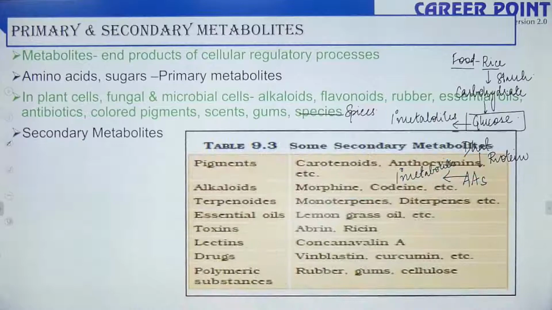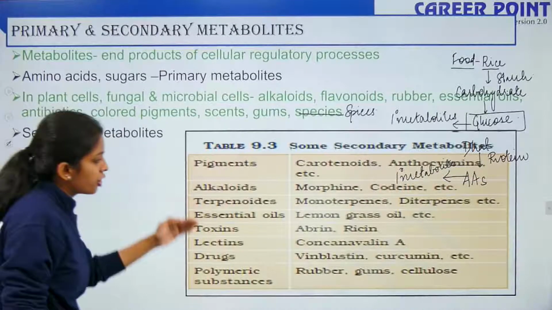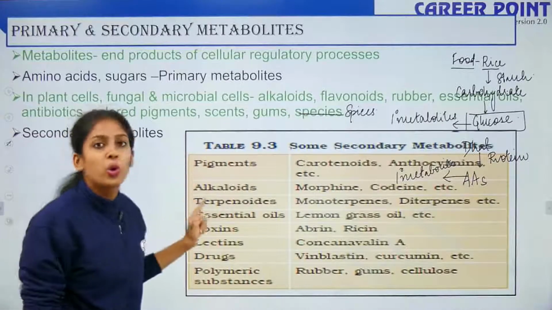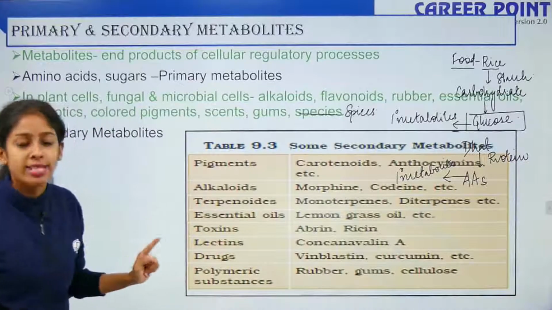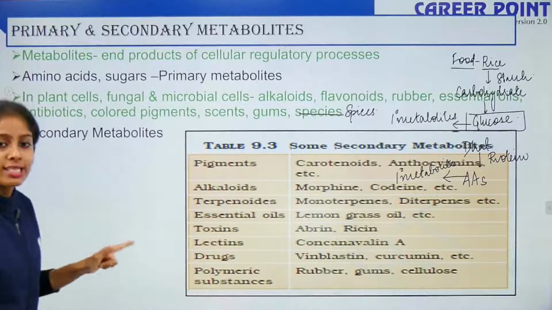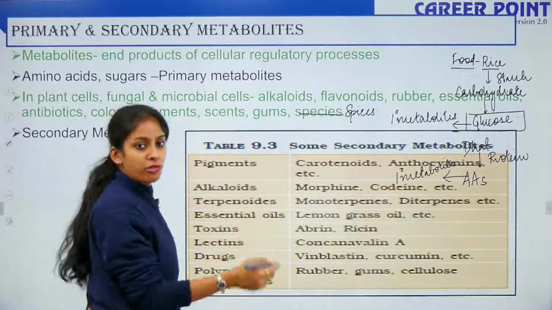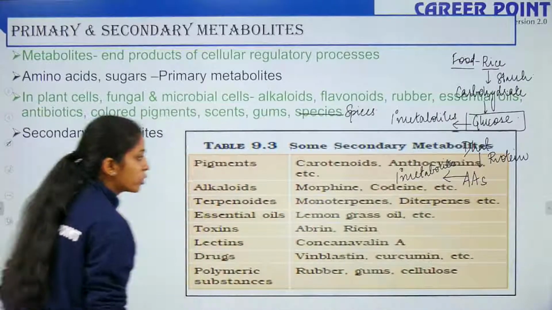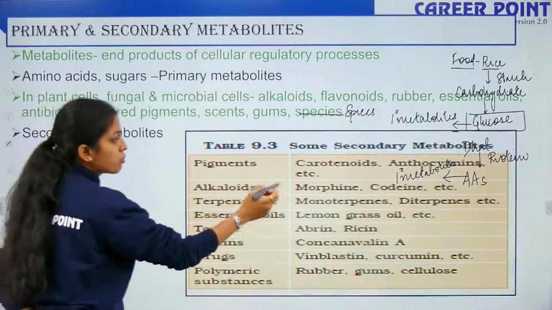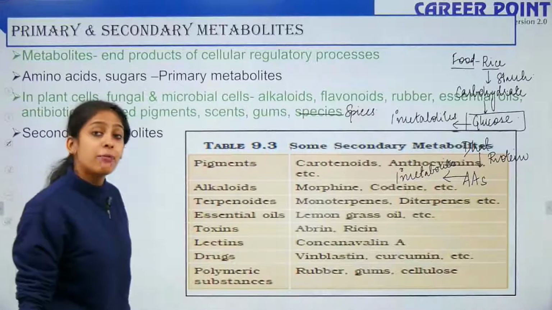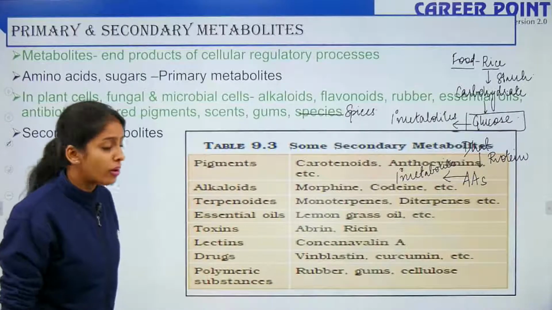Yes? Okay, so these are the list of secondary metabolites that is given in your textbook. So you should be thorough with this. They might ask you as a match or as a statement type question. So alkaloids are a type of drugs. So remember morphine, codeine, etc. Terpenoids, monoterpene, diterpenes, etc. Essential oil, lemongrass oil or tea tree oil.